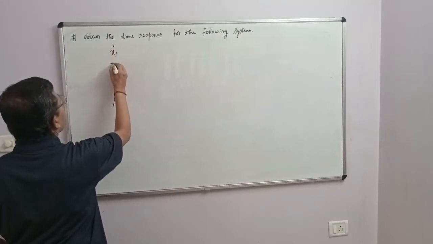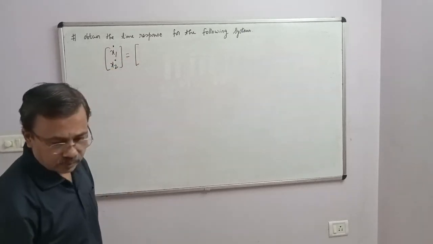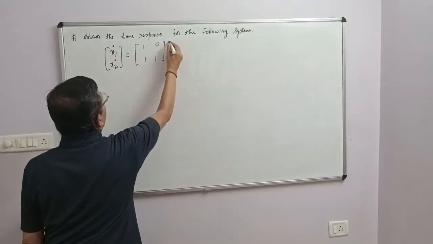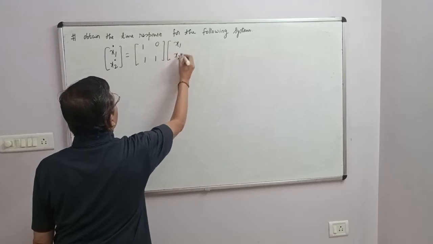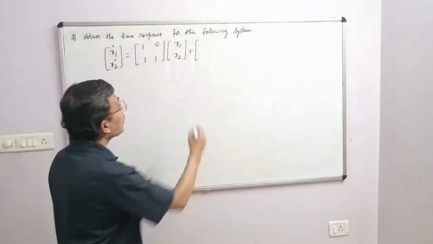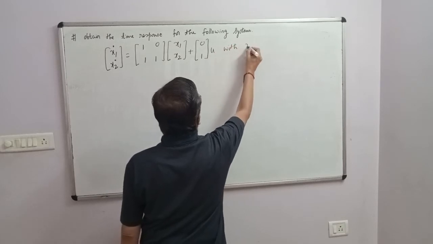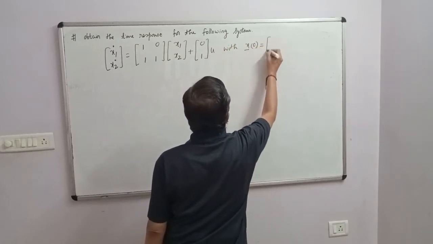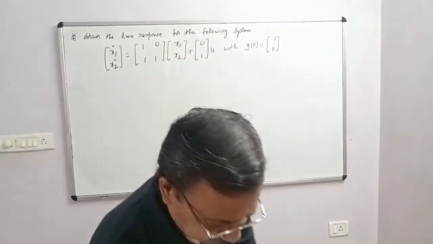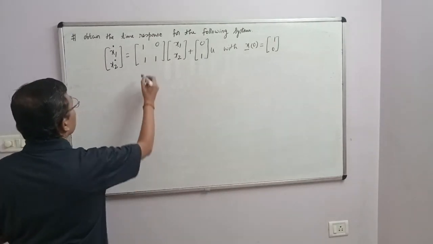x1 dot, x2 dot is equal to [1 0; 1 1] times [x1, x2] plus [0; 1] into u, with x bar 0 equal to [1; 0]. A standard examination problem. This is the A matrix.